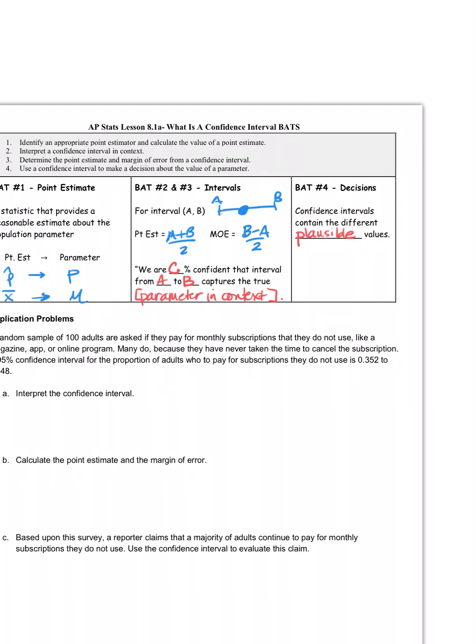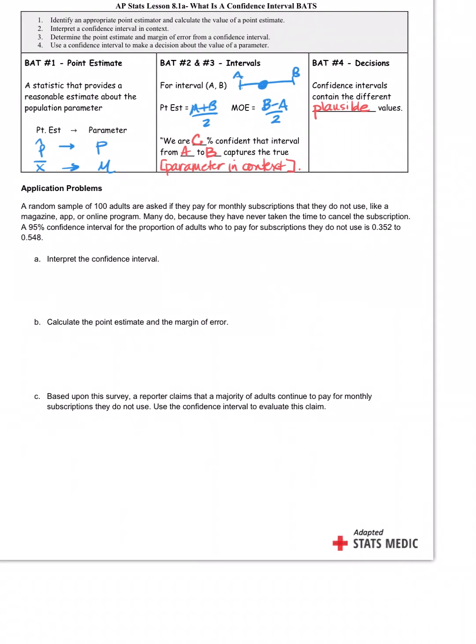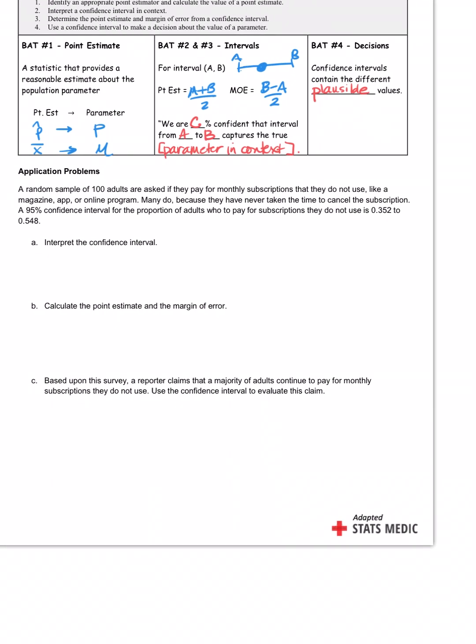All right? Now, let's look at this application problem. We'll do it real quick. A random sample of 100 adults are asked if they pay for monthly subscriptions they don't use, like a magazine, an app, an online program. Many do because they've never taken the time to cancel the subscription. A 95% confidence interval for the proportion of adults who pay for subscriptions they don't use is 0.352 to 0.584.